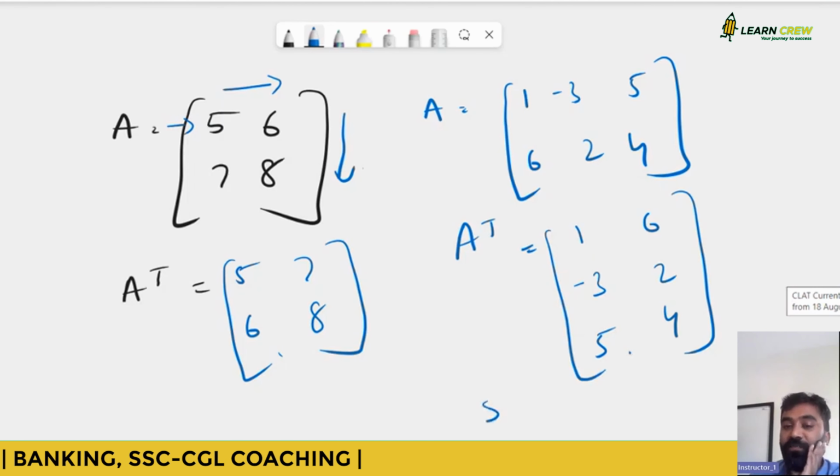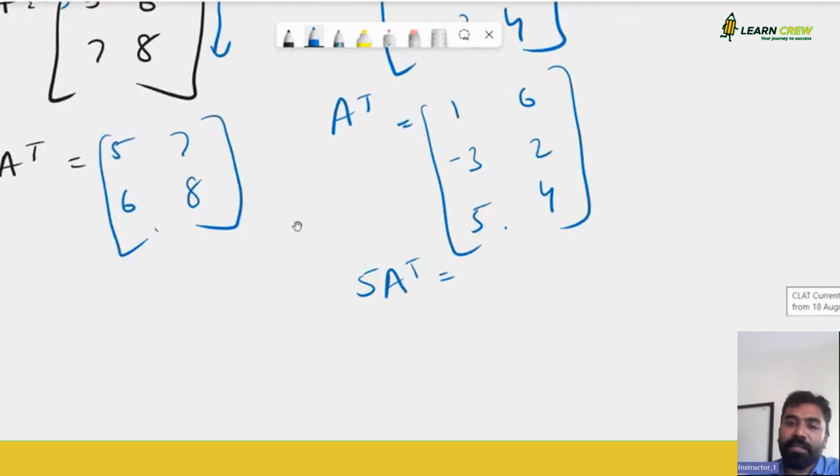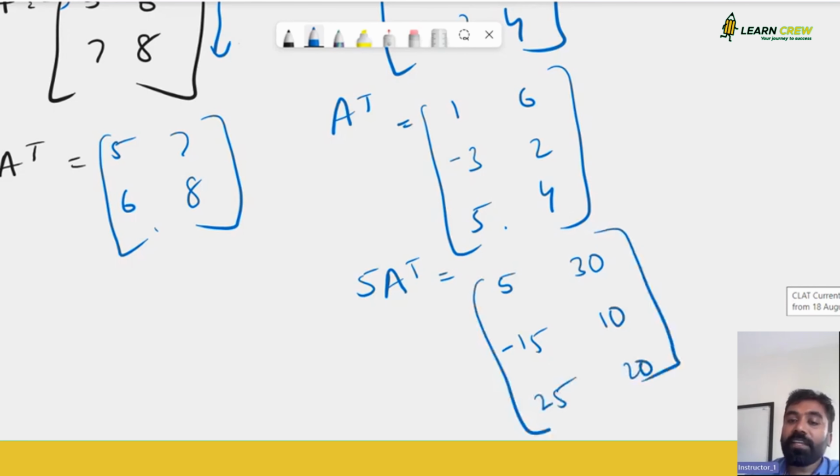And if I ask what is 5 A transpose, how will you write it? Sir, it should be a simple multiplication. Multiply with everything. Yes, it is going to be multiplied. 5 A transpose can be written as 5 into 1, which is 5. This is going to be 30, this is going to be minus 15, this is going to be 10, this is going to be 25, this is going to be 20. This is nothing but 5 A transpose.